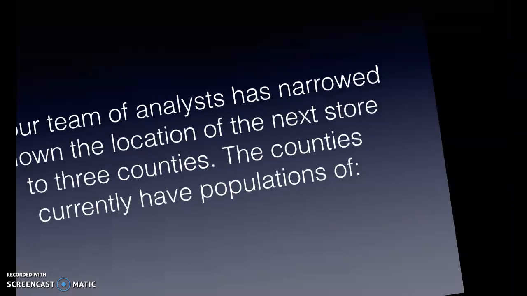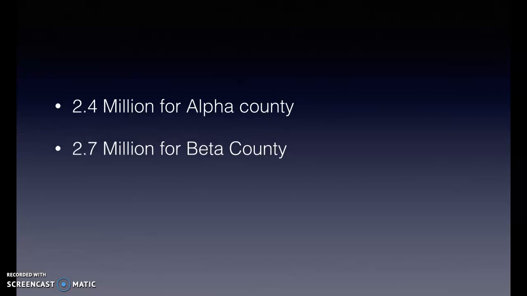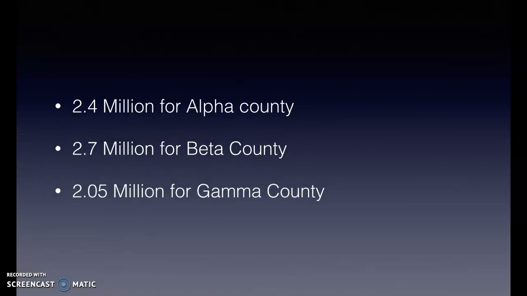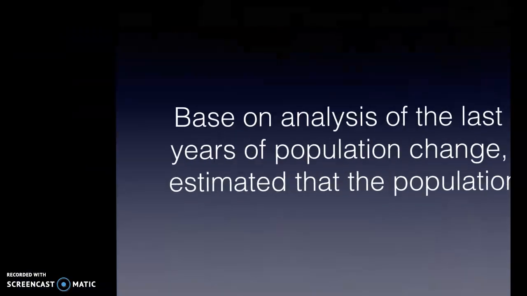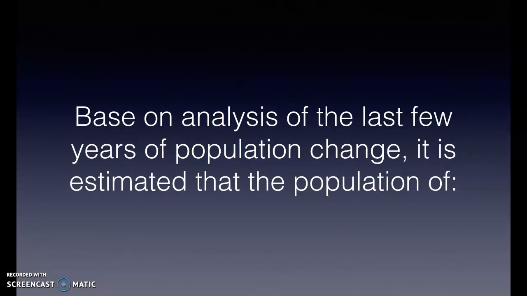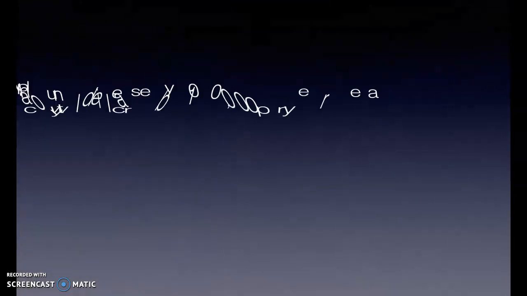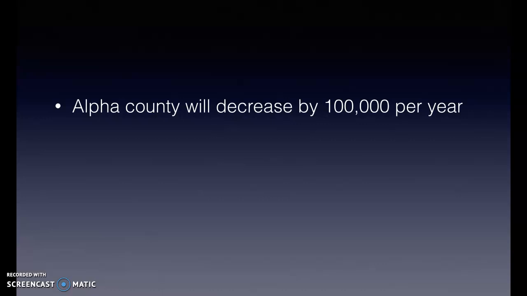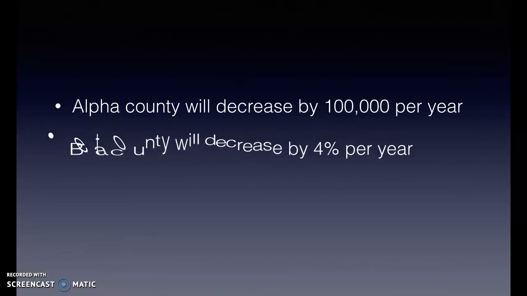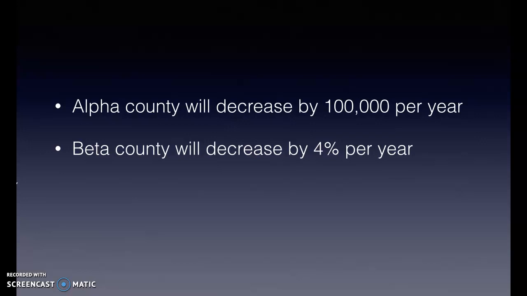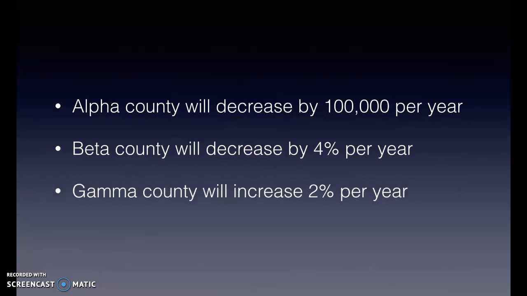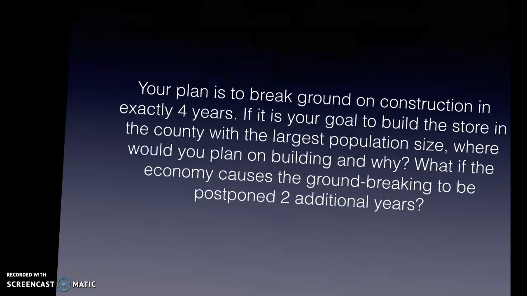The counties currently have populations of 2.4 million for Alpha County, 2.7 million for Beta County, and 2.05 million for Gamma County. Based on analysis of the last few years of population change, it is estimated that the population of Alpha County will decrease by 100,000 per year. Beta County will decrease by 4% per year. And Gamma County will increase by 2% per year.